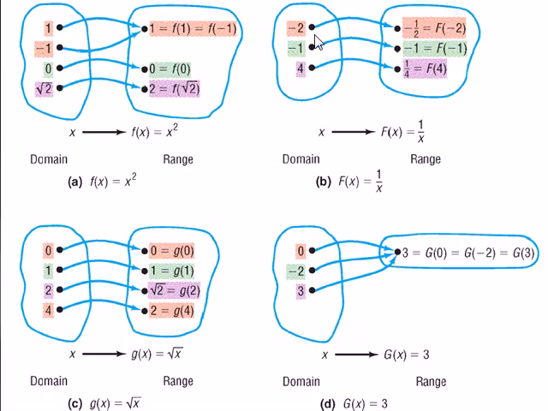If instead we go over to this one right here, which is 1 over x, we're going to see some other interesting things happening. -2 is mapped to -1/2, right? -1 is related to -1, and 4 is related to 1/4. So there are some very interesting properties about 1 over x.